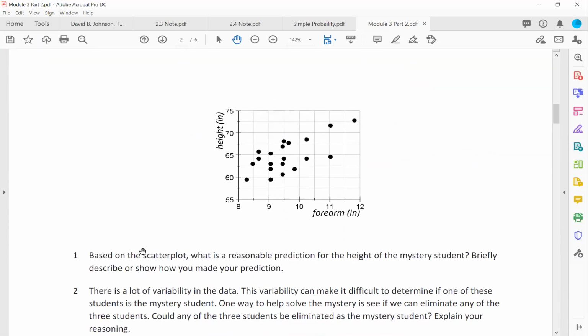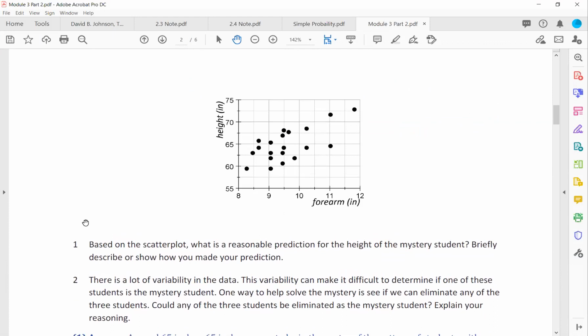Very well. So let us answer these questions. Based on the scatter plot, what is a reasonable prediction for the height of the mystery student? Two, there is a lot of variability in our data. Variability means that you see there are actually distances between these points. They are far away from each other. So as you can see, here you have variability in your data.